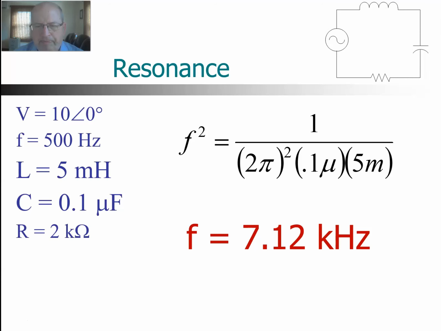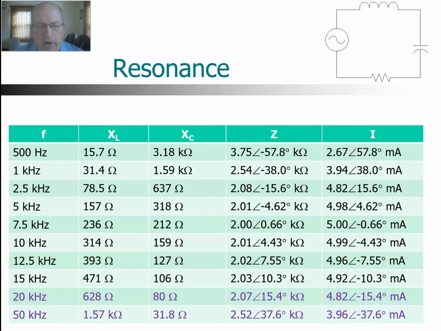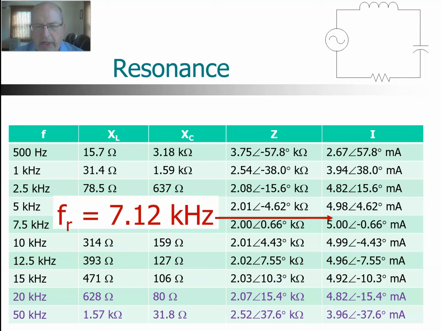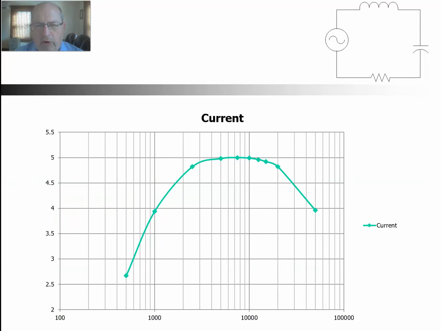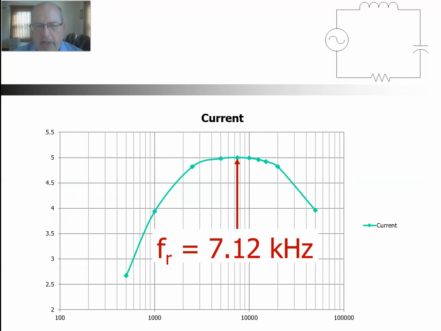7.12 kilohertz. So if we look on our chart, 7.1 is right about here. So that's just under the 7.51. That's when resonance occurs. That's when we get maximum current. And on the graph, that occurs right about here, and that fits with what we had in the graph. That looks like it is the maximum right there.